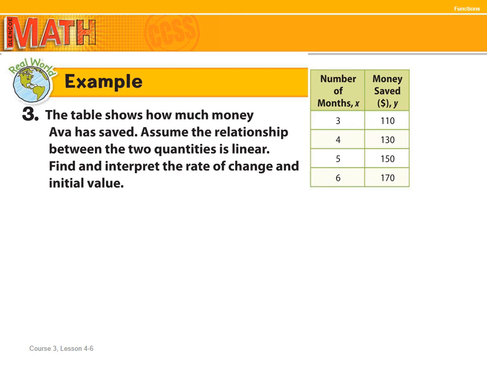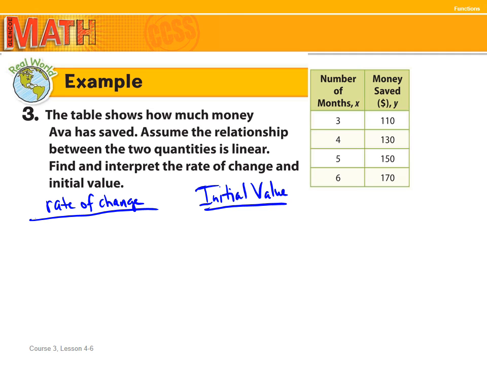Another example where we're going to find the rate of change and the initial value. So let's look at example 3. The table shows how much money Ava has saved. Assume the relationship between the two quantities is linear. Again, that means we have a constant rate of change. Find and interpret the rate of change and the initial value. So number of months, we're starting at month 3, going up by 1. And it looks like from 110 it's going up by 20s.